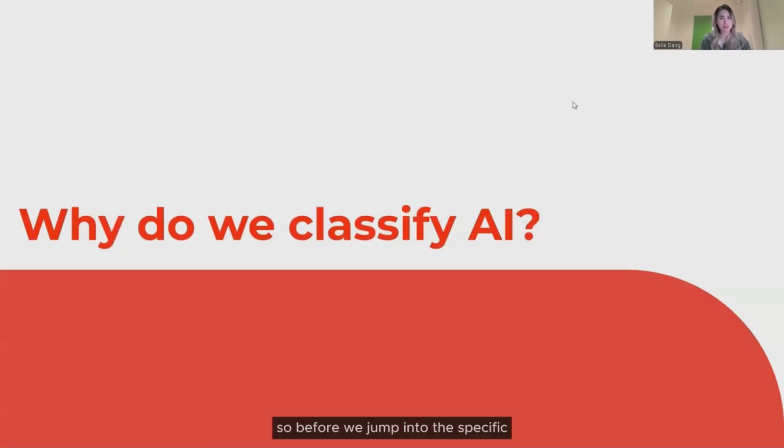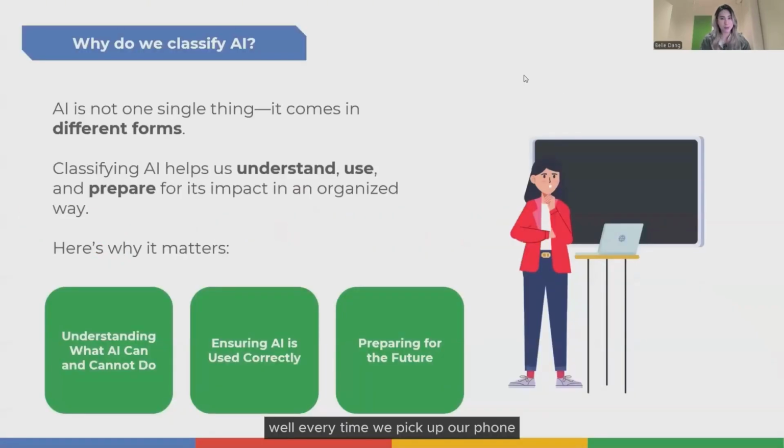So before we jump into the specifics, let's address a fundamental question. Why do we classify AI in the first place? Well, every time we pick up our phone, scroll through social media, or even ask our smart speakers to play our favorite song, we are interacting with artificial intelligence. AI is no longer a sci-fi fantasy, it's a personal assistant of today, an entertainment curator, and even a creative brainstorming partner. AI is not one single thing, it comes in different forms. Classifying AI can help us understand, use, and prepare for its impact in an organized way.